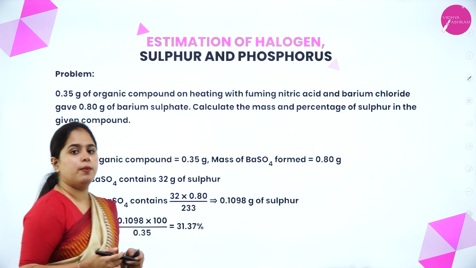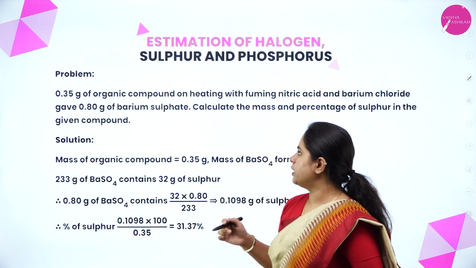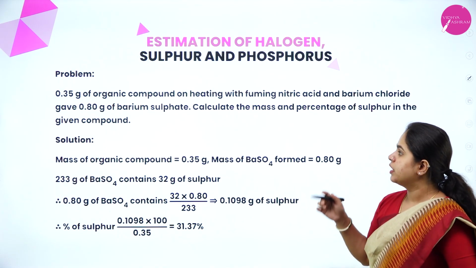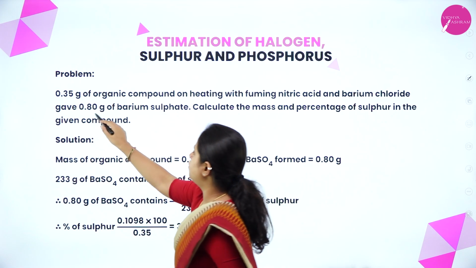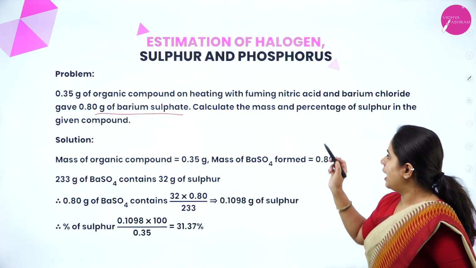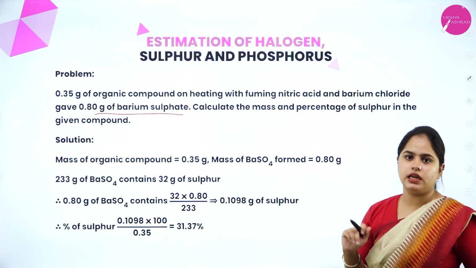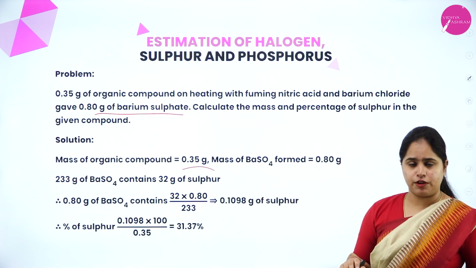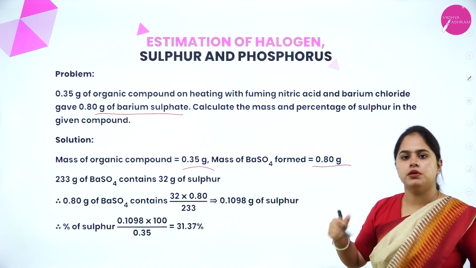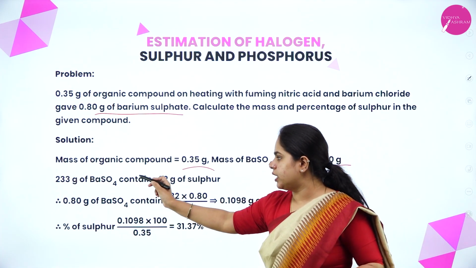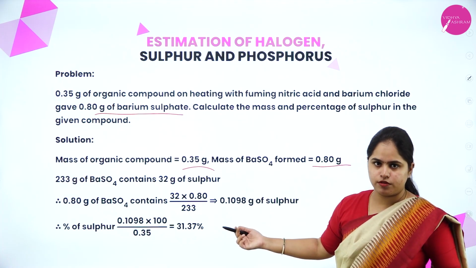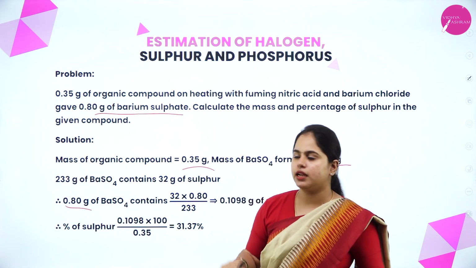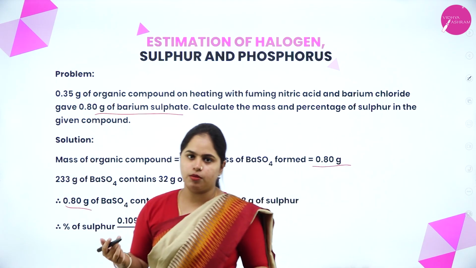Now again, let's do a problem based on this. 0.35 gram of organic compound on heating with fuming nitric acid and barium chloride gave 0.80 gram of barium sulfate. Calculate the mass and percentage of sulfur in the given compound. The mass of organic compound is given as 0.35 gram, and the mass of barium sulfate formed is also given. 233 gram of barium sulfate contains 32 gram of sulfur, and here we have 0.80 gram of barium sulfate.